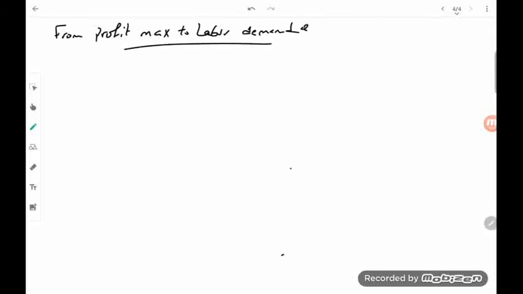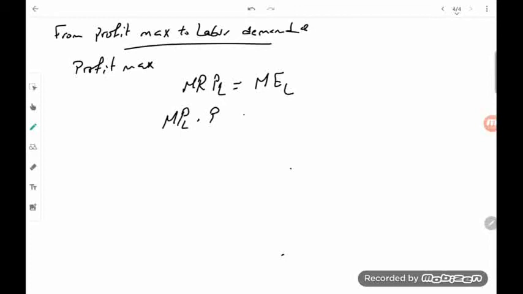Profit will be maximized when a one unit change in labor has a marginal revenue product equal to marginal expense. So the profit maximizing condition is that marginal revenue productivity of labor equals marginal expense of labor. As we said last time, marginal revenue productivity is the marginal product of labor multiplied by the price of the commodity. This is going to be equivalent to the marginal expense, and as we said last time, marginal expense with respect to labor is the wage.